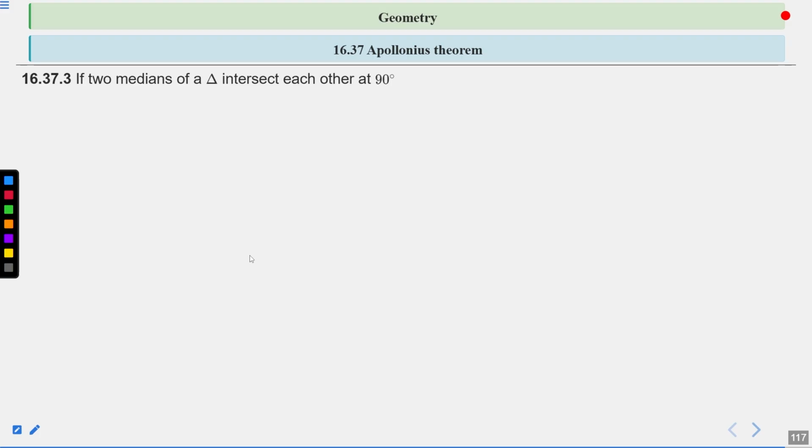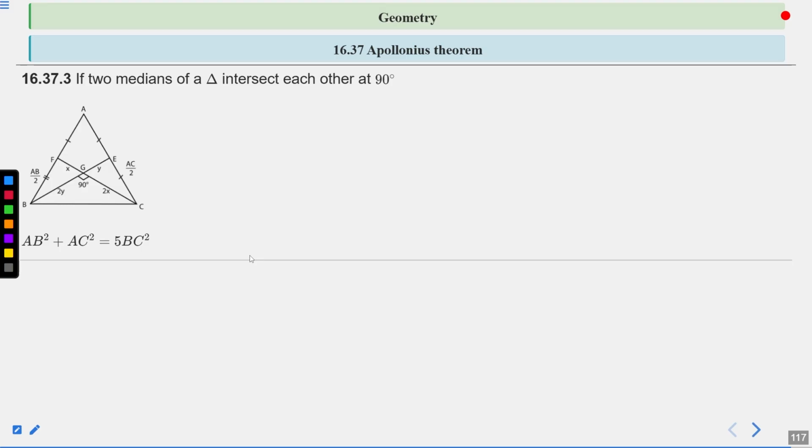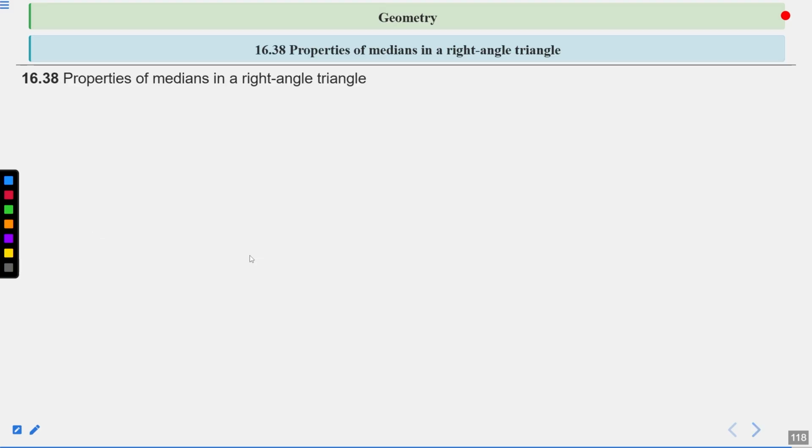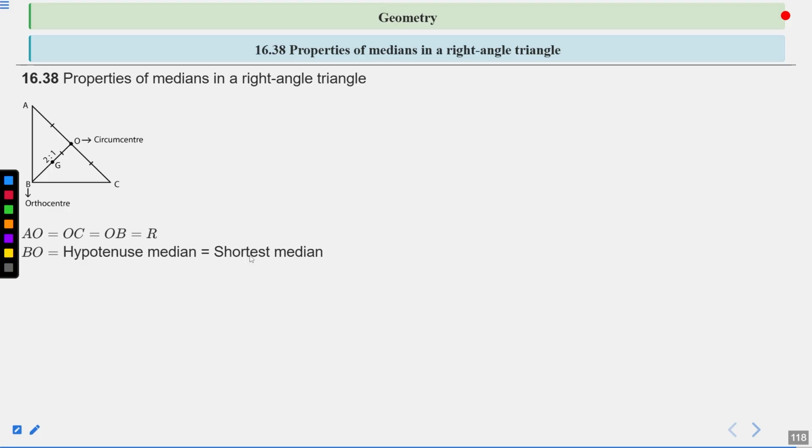If two medians of a triangle intersect each other at 90 degrees, we can see in this diagram. So we can say that AB square plus AC square equals 5 times BC square. Next, property of the median in a right angle triangle. So by this diagram we can say that AO equals OC equals OB equals R. So OB is the hypotenuse median, or we can say the shortest median. So circumradius R becomes h/2.